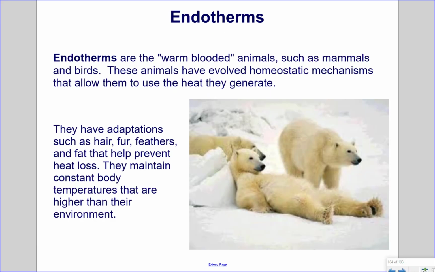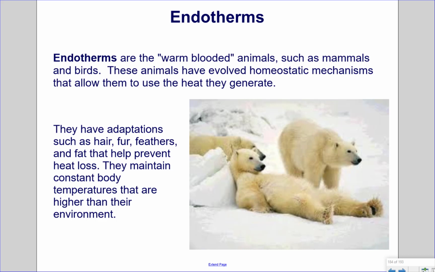Endotherms. Endotherms are the warm-blooded animals, such as mammals and birds. These animals have evolved homeostatic mechanisms that allow them to use the heat they generate. They have adaptations, such as hair, fur, feathers, and fat, that help prevent heat loss. They maintain constant body temperatures that are higher than their environment.